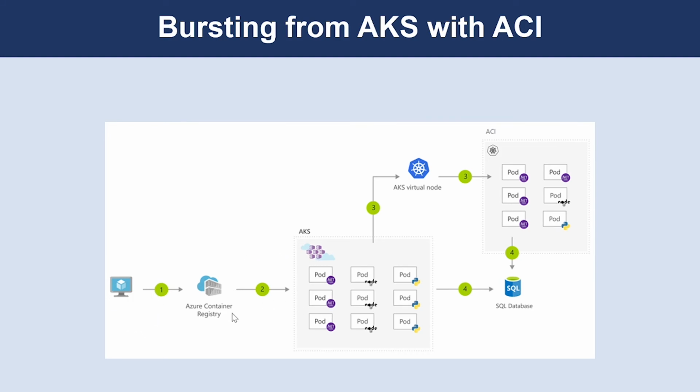Then the container images are pulled from Azure Container Registry. The next is the AKS virtual node. A virtual kubelet implementation provisions pods inside ACI from AKS when traffic comes in spikes. And then AKS and ACI containers write to a shared data store.